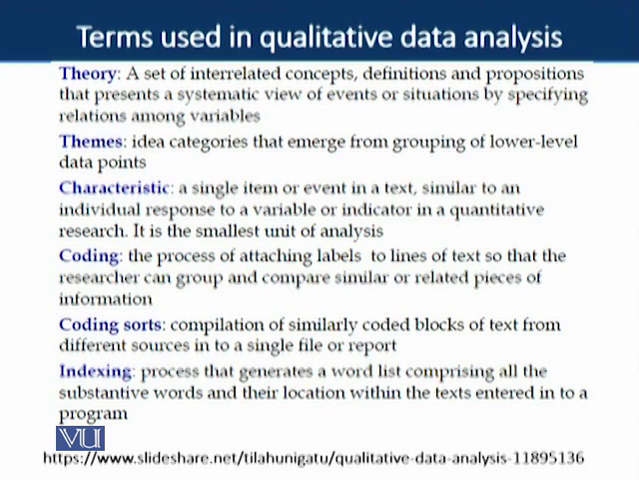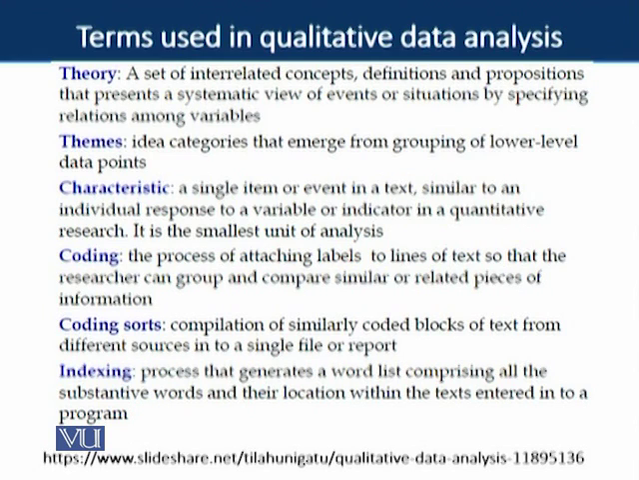Then we have the coding process. Coding process is basically the labeling process, when lines are labeled, when text is labeled, right? And the researcher can group and compare similar related pieces of information. So that process is called coding. And coding is really important in qualitative studies.